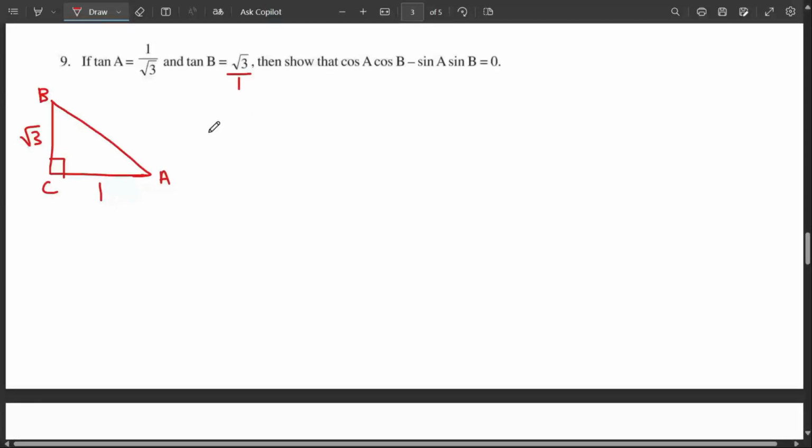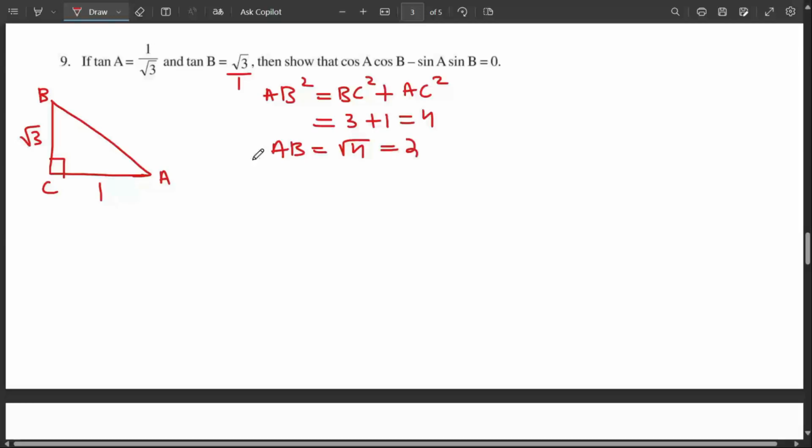So we need to find what is the hypotenuse AB. To do that, we will make use of Pythagoras theorem. So AB square is equal to BC square plus AC square. BC is equal to square root of 3, so square root of 3 square is equal to 3, plus AC is equal to 1, so 1 square is equal to 1. 3 plus 1 is equal to 4. So AB is equal to square root of 4, which is equal to 2. So AB is equal to 2.